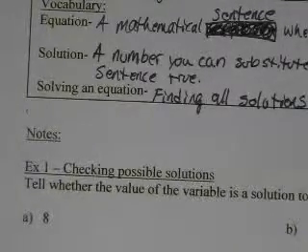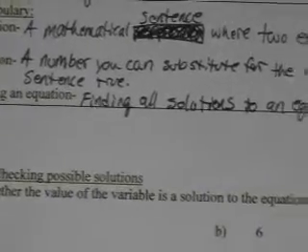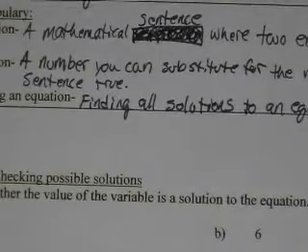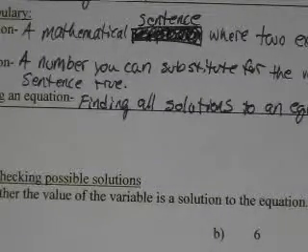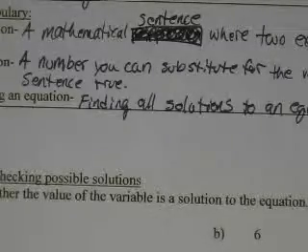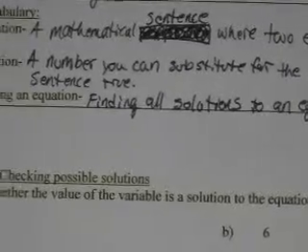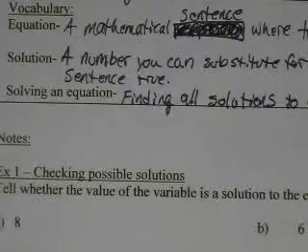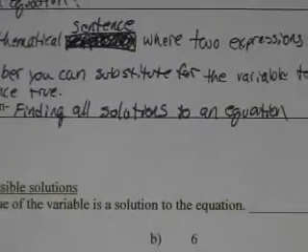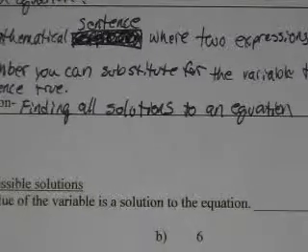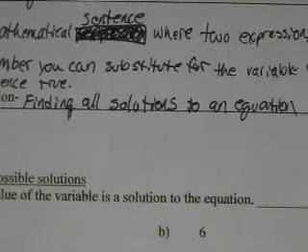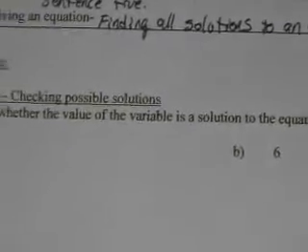Solution is a number you can substitute for the variable to make the sentence true. So that's really, if I solved an equation, that's the number I'd plug in to make it true. And finally, solving an equation. It's finding all solutions to an equation, finding all of the answers. So let's first start by figuring out if a number is a solution.